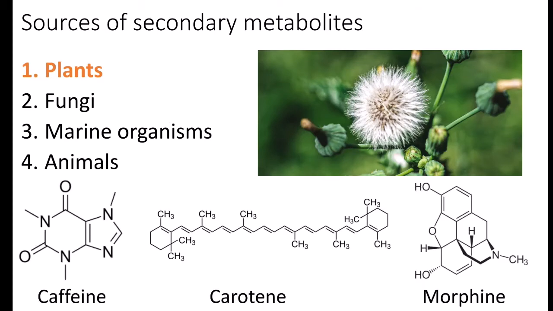Plants. We already mentioned caffeine, carotenoid, morphine, but there are so much more in this list. Most of the natural products we gather are from plants because they are relatively easy to collect and grow, and there are just simply so many plants out there in nature that people are interested in studying. You will see more natural products from plants as we go along.